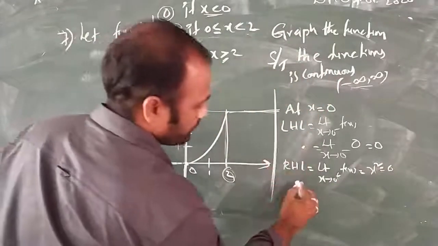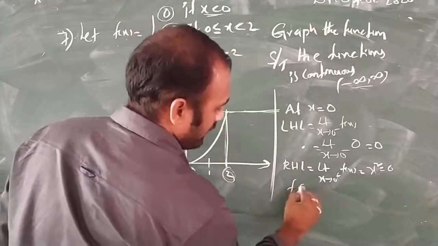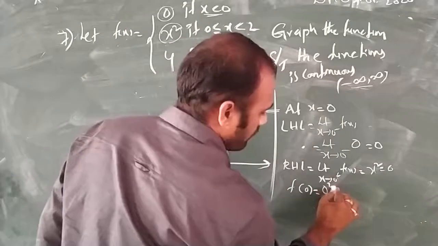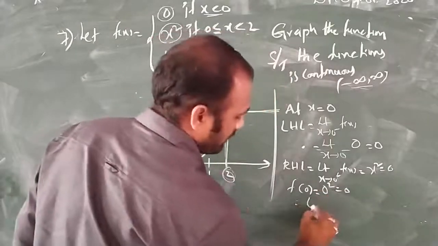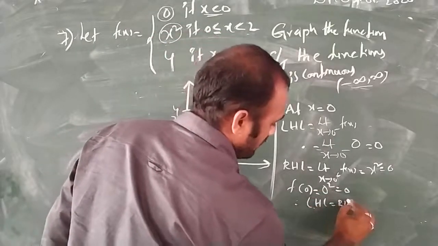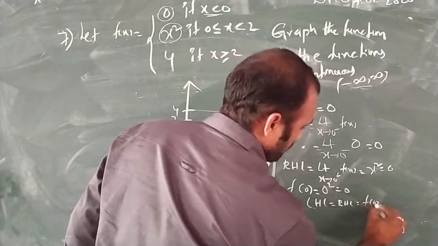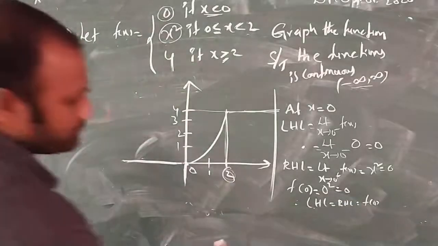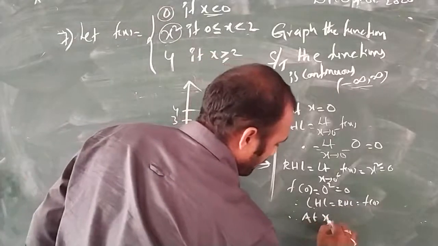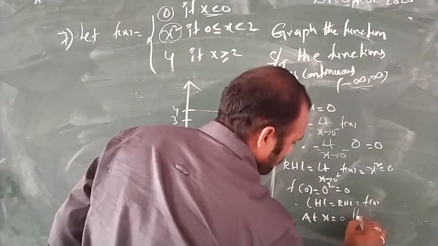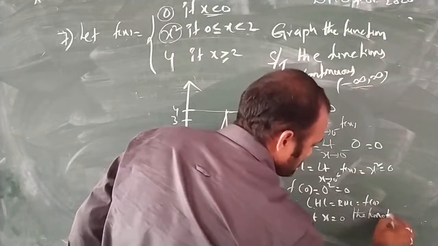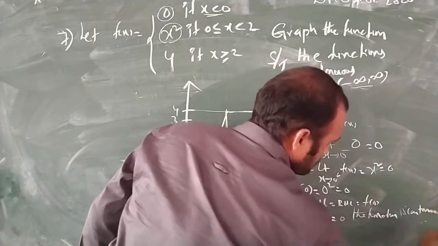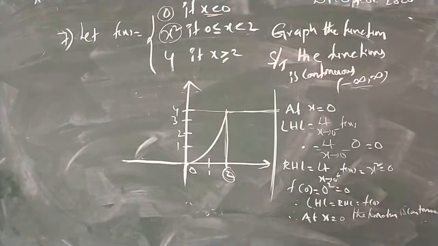The functional value f of 0 is 0 square, which will be 0. Therefore, your left hand limit is equal to right hand limit is equal to the functional value. We can say that the function is continuous. Therefore, at x is equal to 0, the function is continuous.